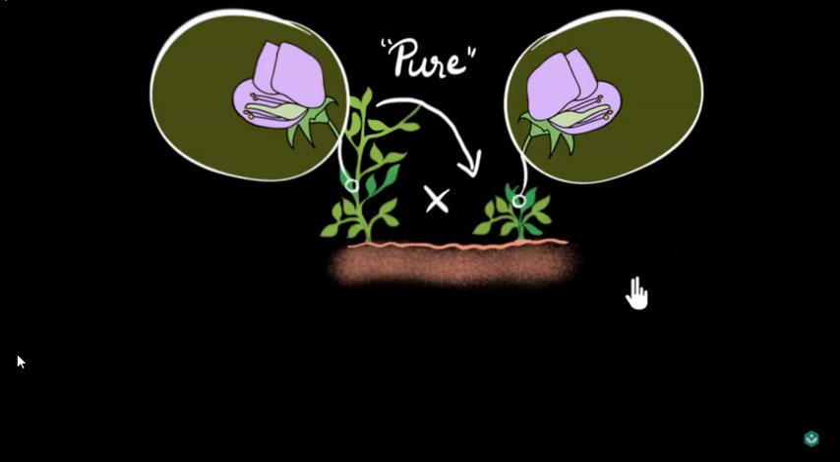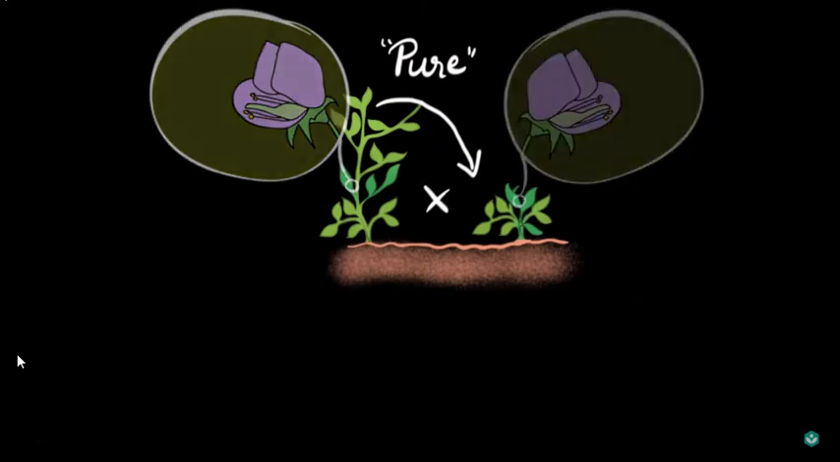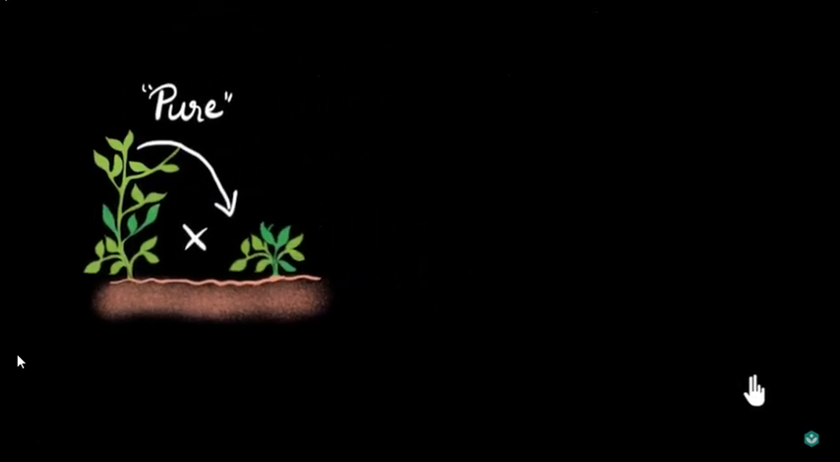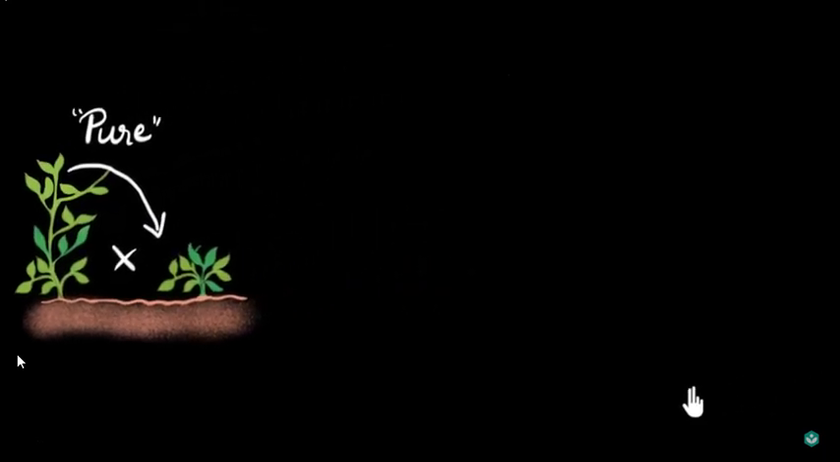So what do you think we will get? Well, let's get rid of the flowers and make some space. So what do you think we end up with? Well, I would expect to get some medium height plants, right? Because you have a short one, you have a tall one, so maybe they get mixed and you end up with all medium-sized plants. That's reasonable to think, right?